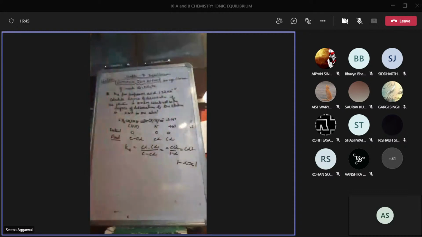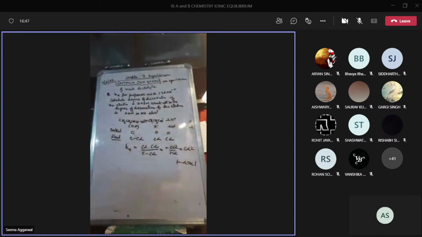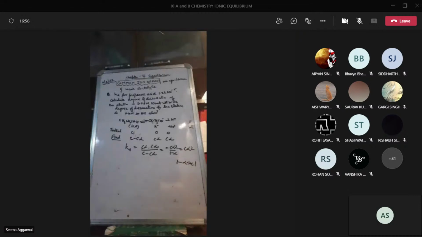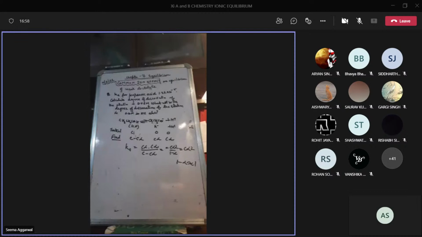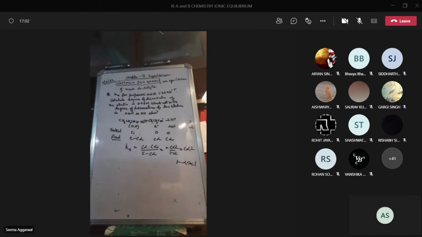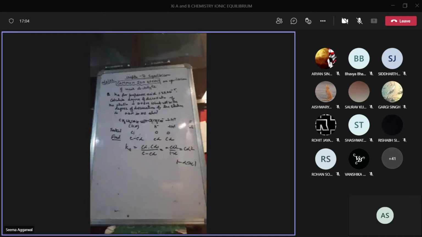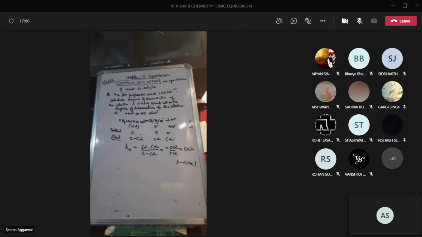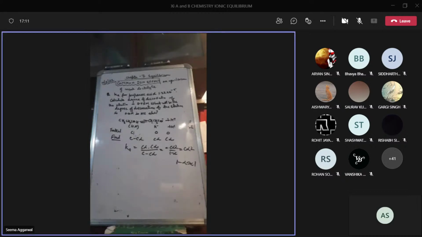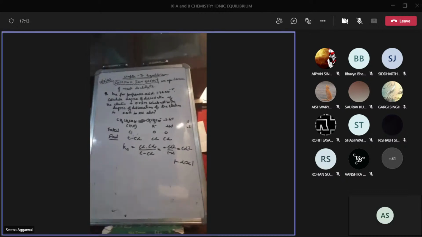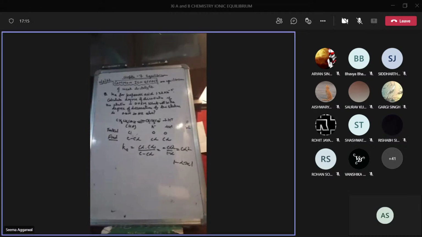The power is 10 raised to minus 5. Even if it is 10 raised to minus 4, you can neglect it. No issue. So Ka is equal to C alpha square. Now, can you calculate what alpha is in this case? Can you solve for the value of alpha?